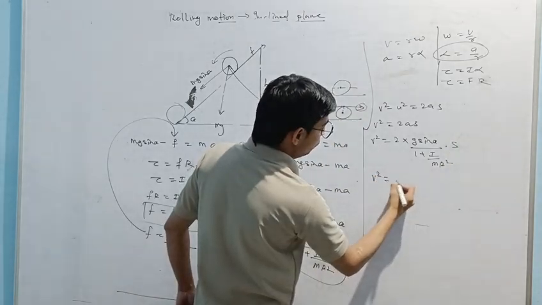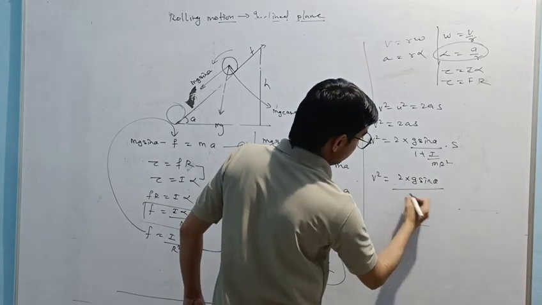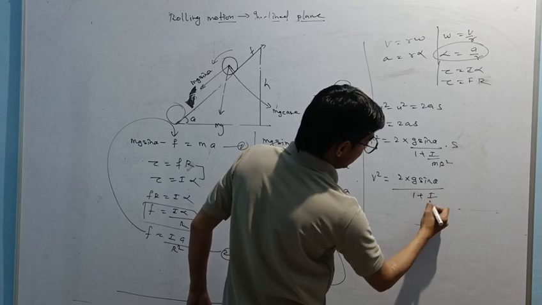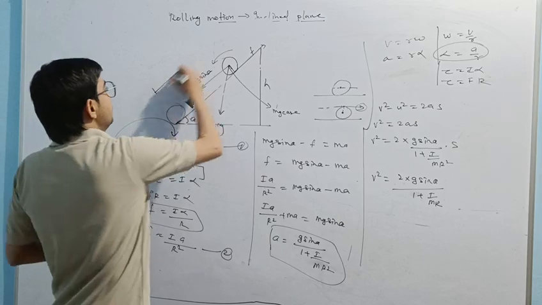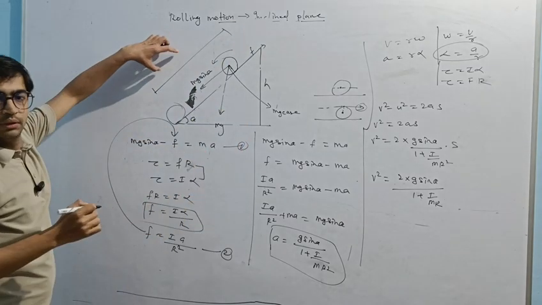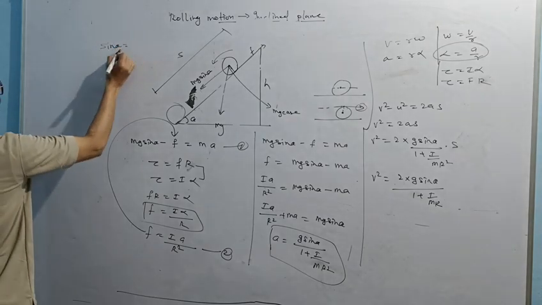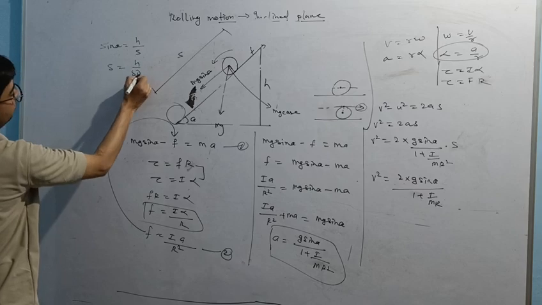V square is equal to 2 into g sin theta upon 1 plus I upon mr square. What is the value of s? S is this distance. It is actually the hypotenuse. So sin theta equal to h upon s. S equal to h upon sin theta.